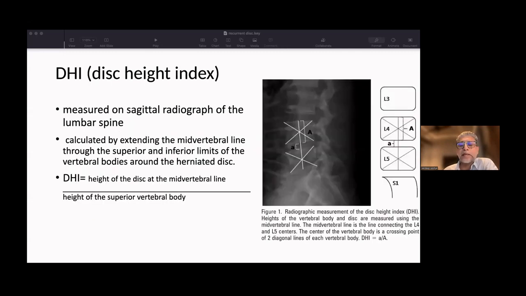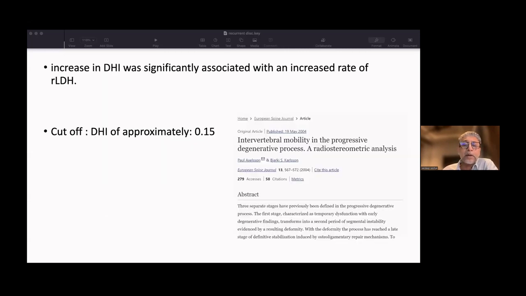Now, disc height index is measured by the height of the involved disc in the center, which is divided by the height of the superior vertebral body in the center. And this ratio, if it is more than 0.15, which is taken as the cutoff, the risk of recurrence was very high.